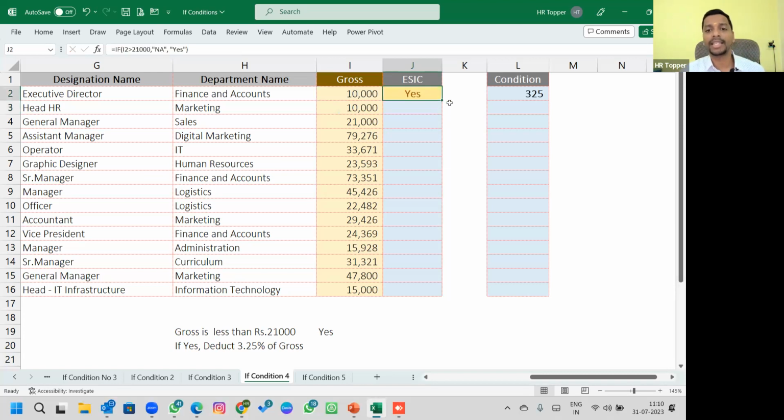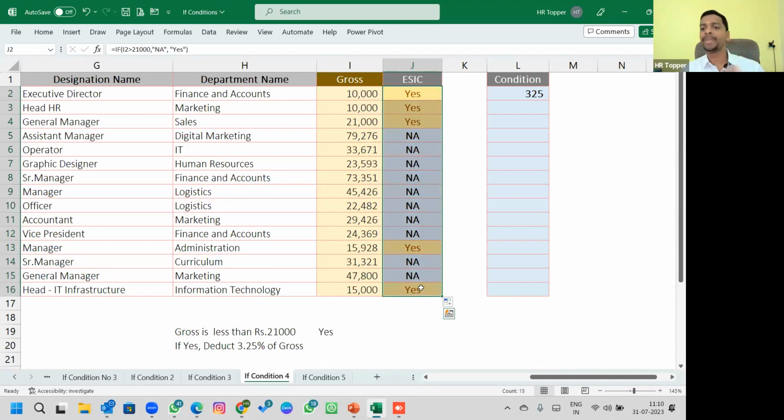Now see, the yes has come. This is not applicable because they are more than 21,000. So this has given me the fixed salary component detail where it shows whether this person is applicable or not applicable. The moment he is not applicable, even if his one day salary is 5,000 rupees, ESIC will not be deducted, because we are putting the formula on yes or no. So there is no possibility of error.